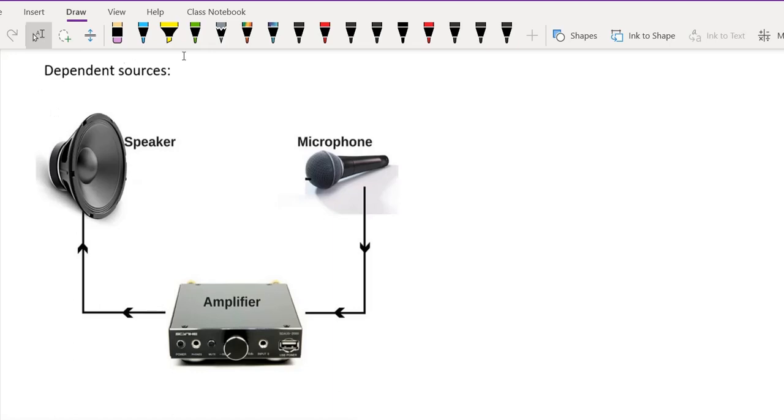Let's now look at dependent sources. We'll start with an example. Consider this setup here. There's a microphone connected to a speaker through an amplifier.